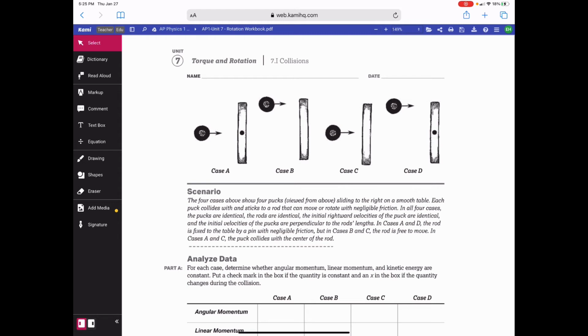AP Physics 1 Workbook, Unit 7, Torque and Rotation. Activity I, Collisions. Please remember to pause or rewind the video as needed.